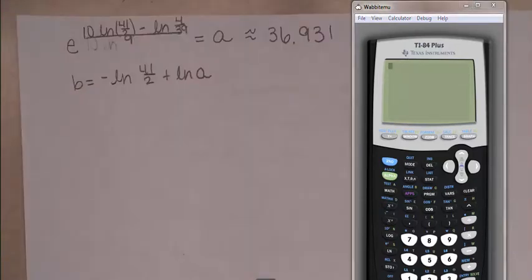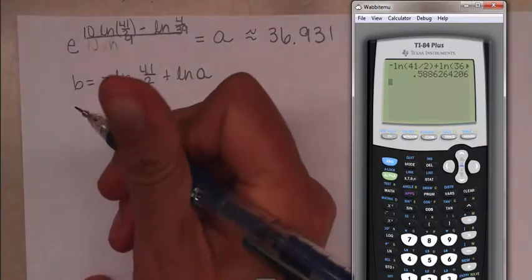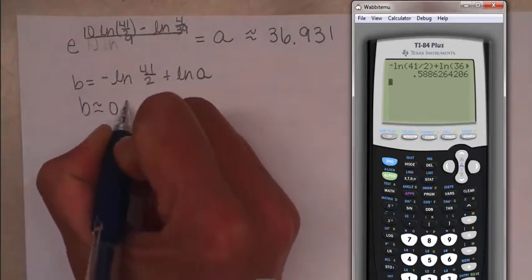So plugging this into my calculator, negative ln of 41 divided by 2 plus ln of 36.931 gives me approximately, so B is approximately 0.5886.